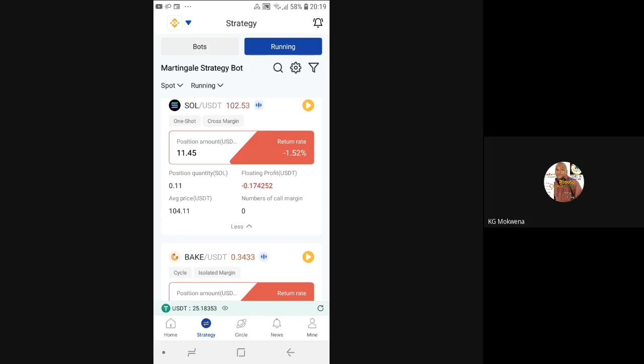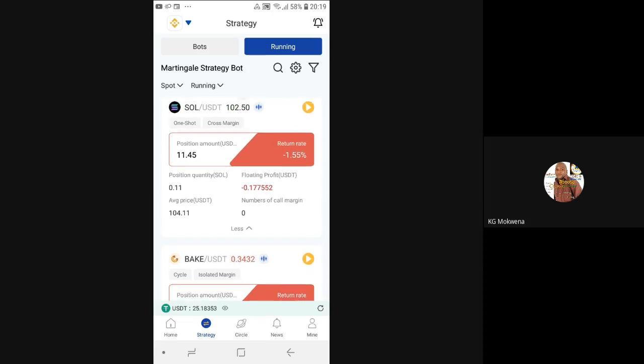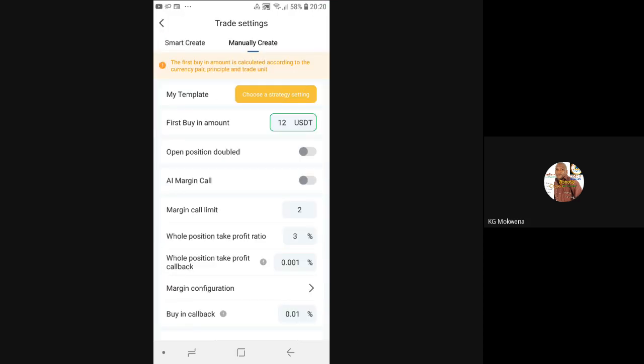However, with our strategy of trading with the martingale strategy, we already have 2 margin calls on this particular trade that are going to be placed provided the market continues to fall. Meaning that first call, when return rate is around 3.5% on this position, may you please click on numbers of call margin? Yes, and let's click on trade setting at the bottom left. And then we can go to margin configuration.